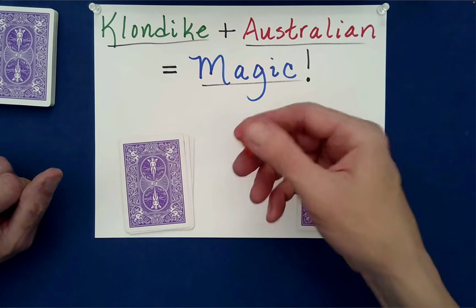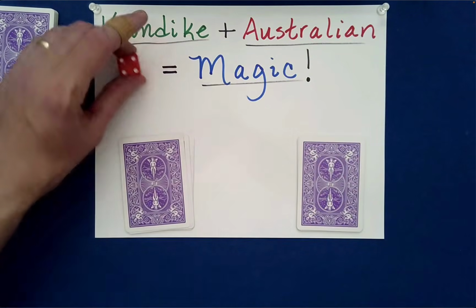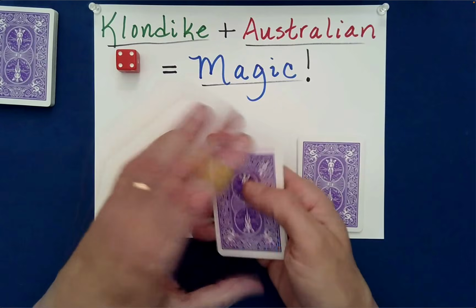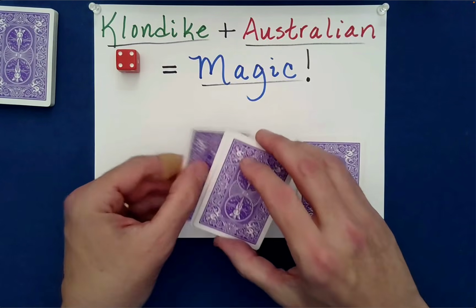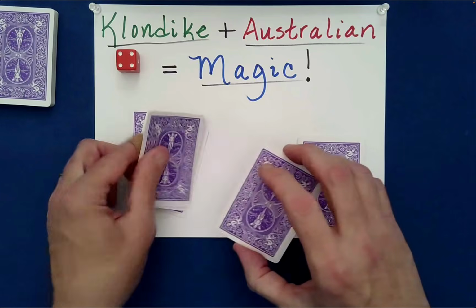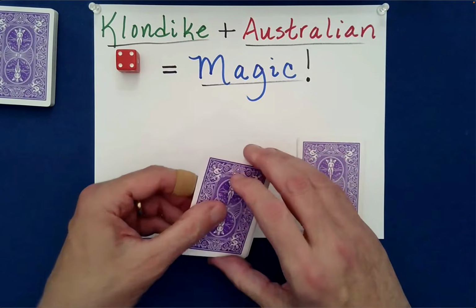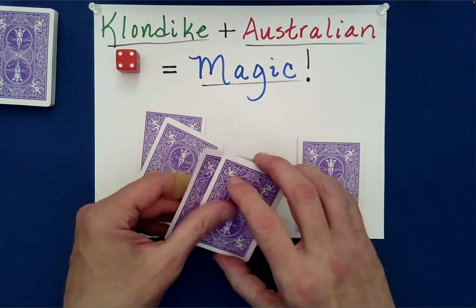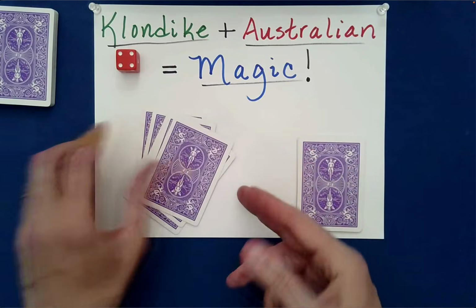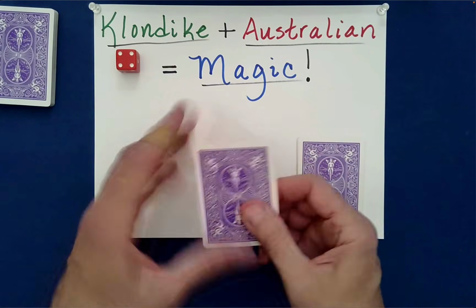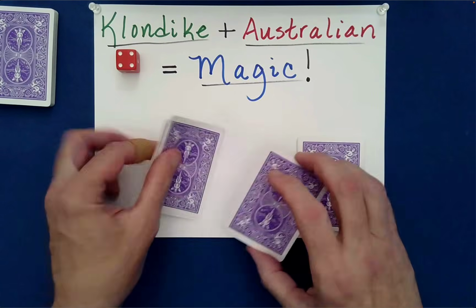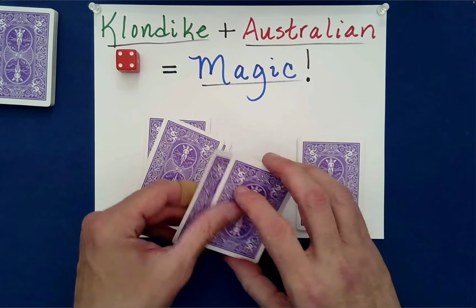So I'll go ahead and roll a die. Oh, we got 4. Perfect. Okay, so I'll go ahead and perform 4 Klondike shuffles. Okay, that's the first one. Now, if you haven't seen the Klondike Shuffle before, we're just taking the top and bottom card off as 1. And it's a very classy shuffle.